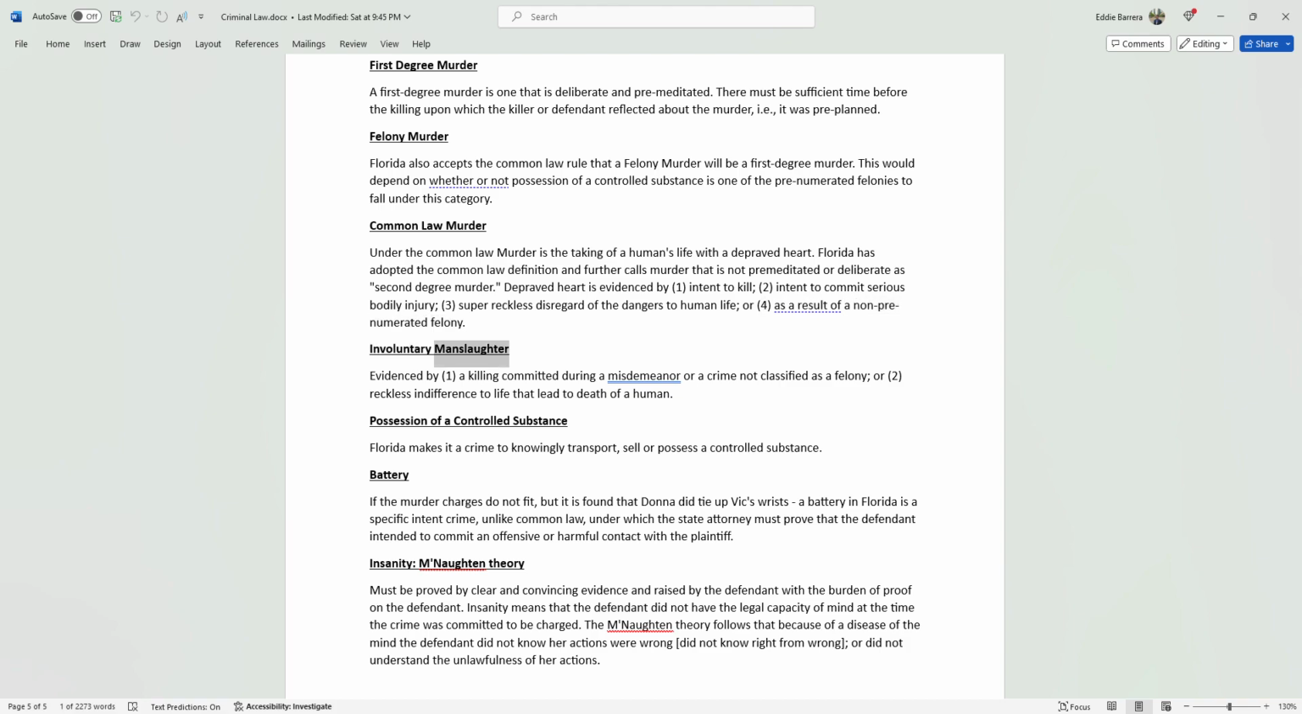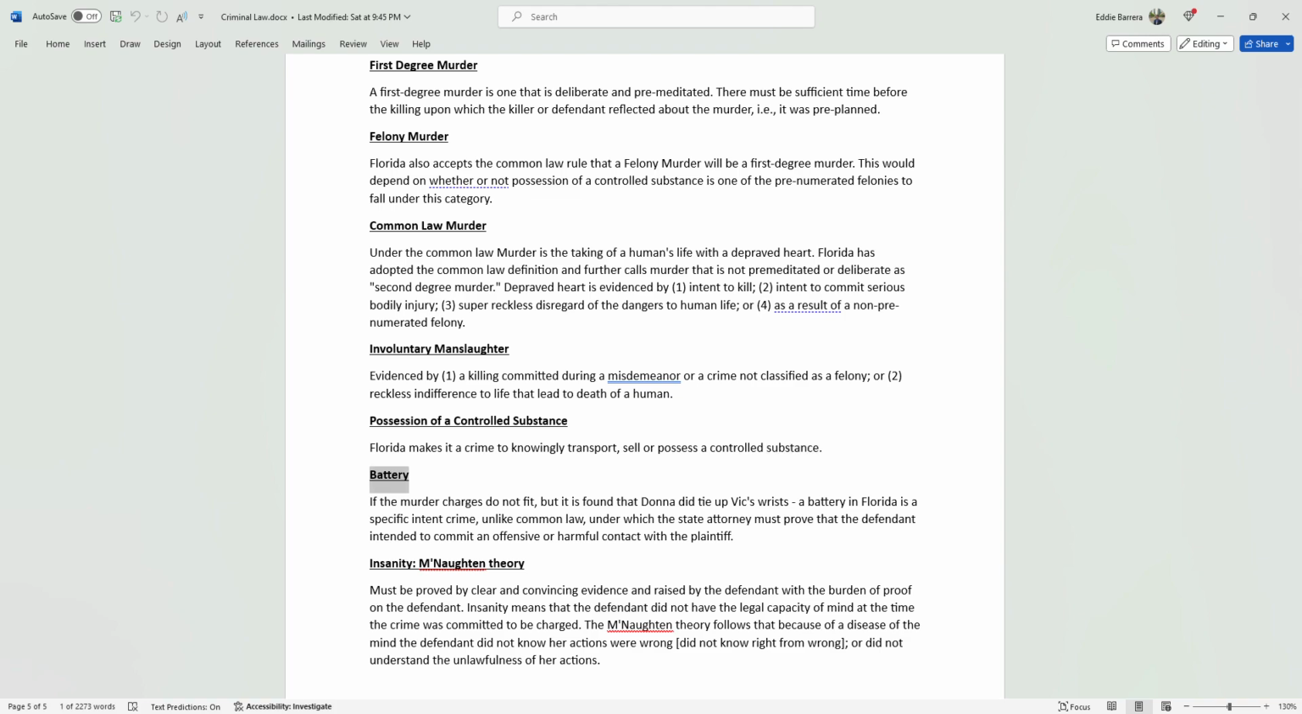Involuntary manslaughter. Evidenced by 1. A killing committed during a misdemeanor or a crime not classified as a felony, or 2. Reckless indifference to life that led to death of a human. Possession of a controlled substance. Florida makes it a crime to knowingly transport, sell, or possess a controlled substance.